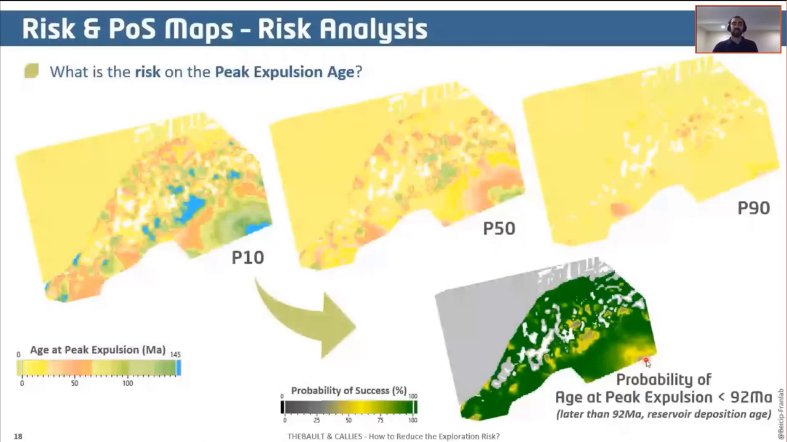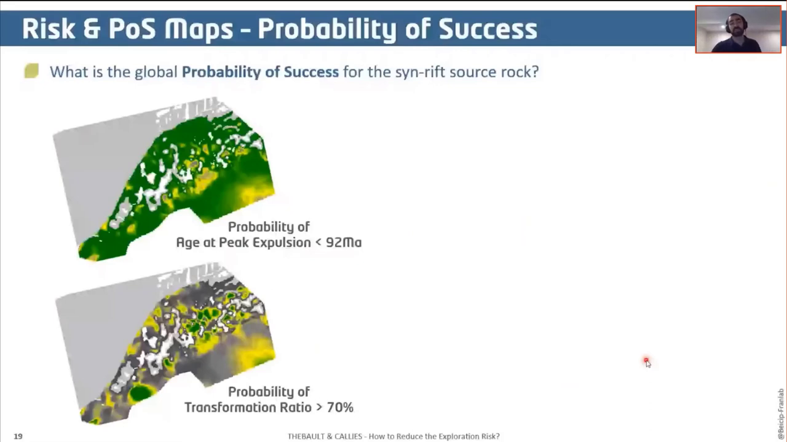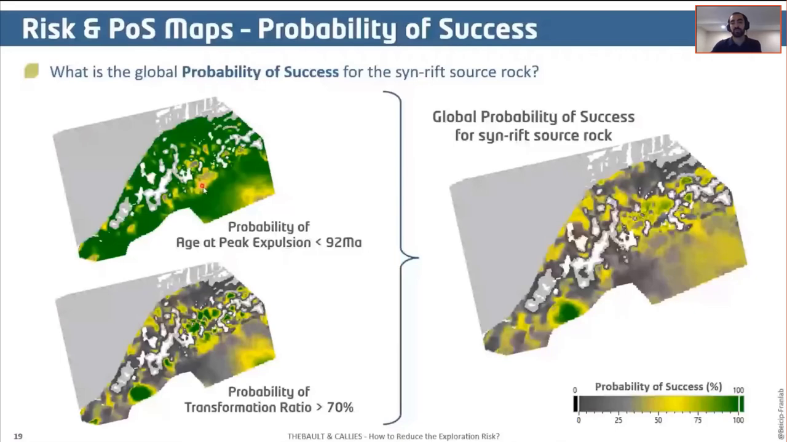These probabilities can be coupled to properly understand them, because here we see that we expel early enough, but do we actually expel enough? So here we check as well the probability of having the transformation ratio over 70%, which means that almost the full potential of the source rock has been expelled, so almost all the hydrocarbons from the source rock. We see here that it's a bit more limited compared to this one. And if we combine the two of them, this is the full global probability of success for the source rock. So we can combine probabilities, where here we obtain the final risk for this deep source rock.